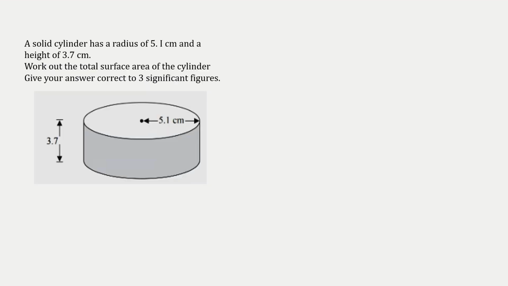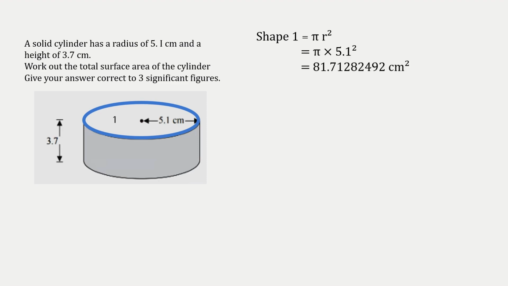Let's take this exam type question. A solid cylinder has a radius of 5.1 centimeters and a height of 3.7 centimeters. Work out the total surface area of the cylinder and give your answer to three significant figures. As per the information given earlier, we have three steps to find the surface area of this cylindrical shape. The first shape is my circle, which I'll call shape 1, and find the area of shape 1, which is pi r squared. Substitute my values and get the final answer.